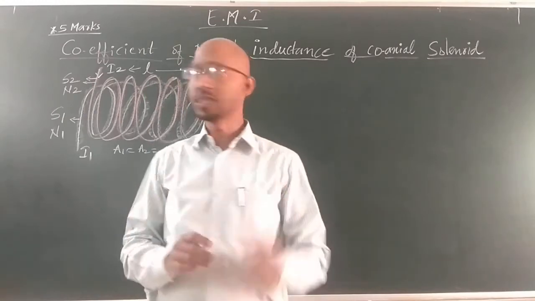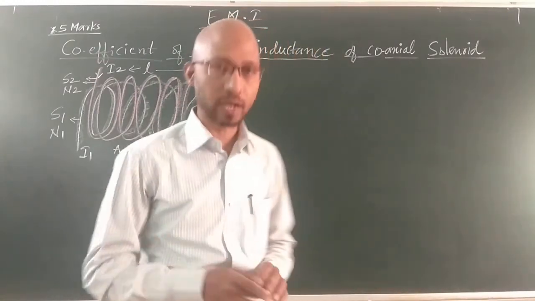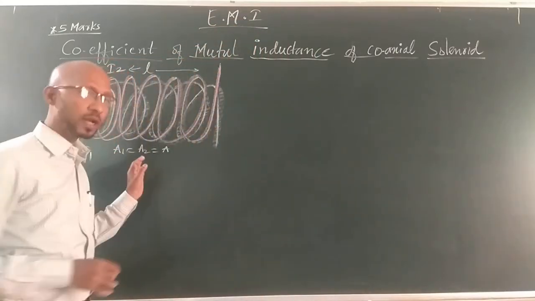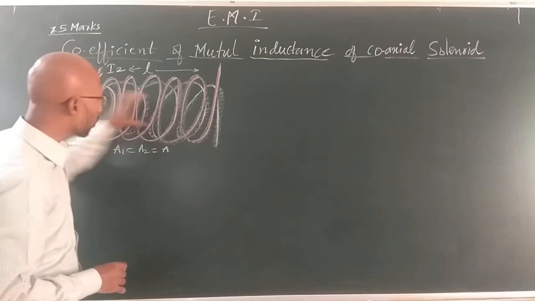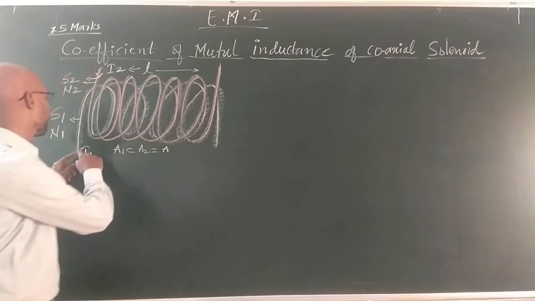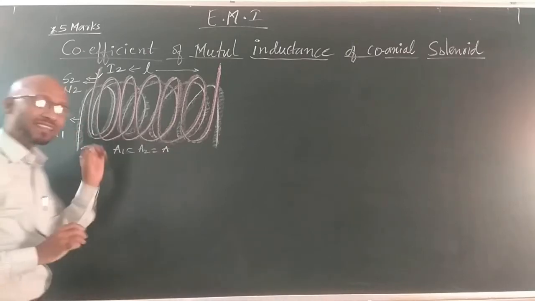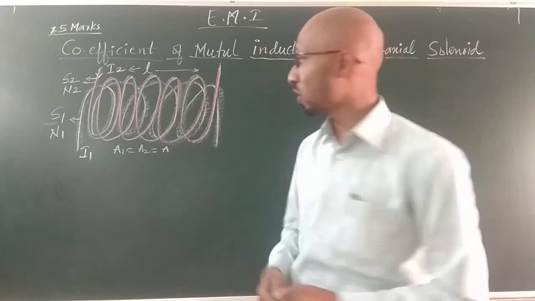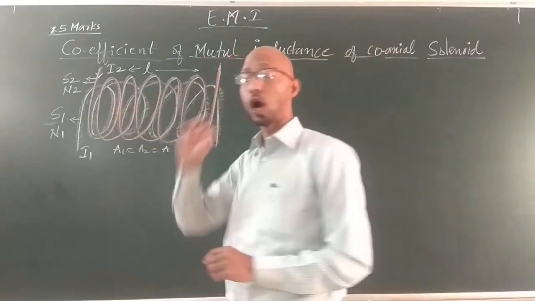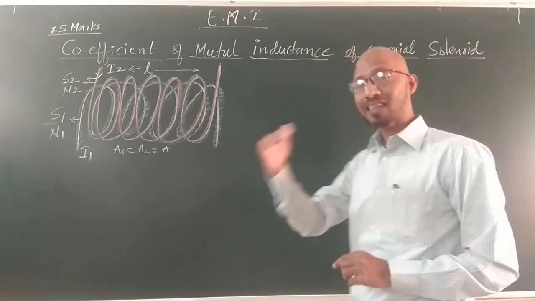Okay, students, let us derive the coefficient of mutual inductance for coaxial solenoids. Here I have considered two solenoids which are wound on one another. I have an air core solenoid. In the first solenoid, the current I1 flows, so the first solenoid is named S1. The second solenoid is wound on the first solenoid because both have a common axis. That's why it's called a coaxial solenoid.